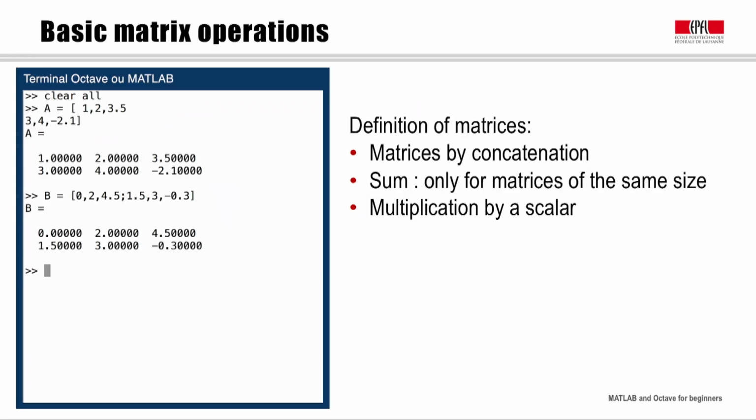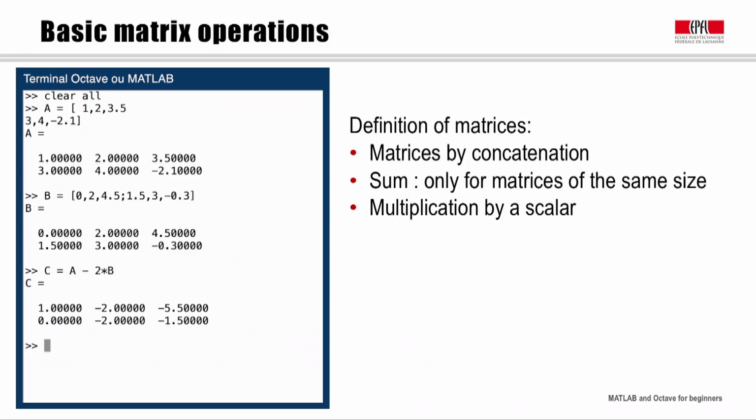So the two have the same size, and I can do a sum between them. So C equal the sum of A minus 2B. So here I do at the same time a sum between matrices and a scalar multiplication, and I get my new matrix of the same size.